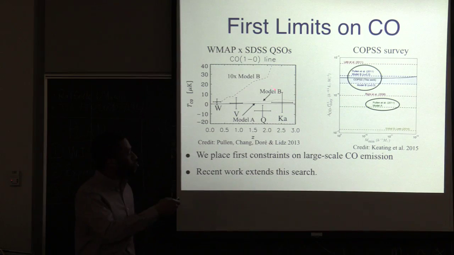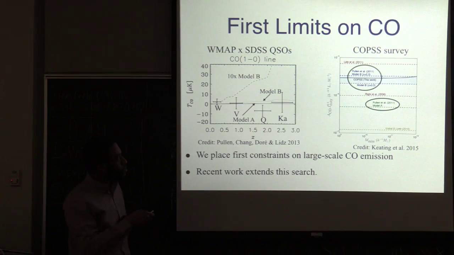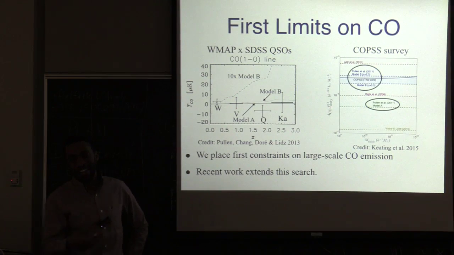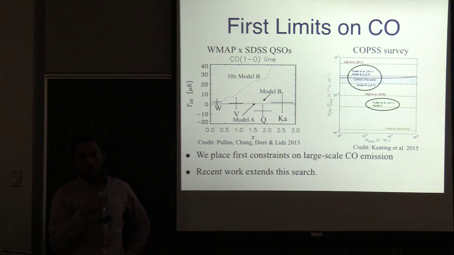So this was one measurement I did with collaborators Olivia Dore, Zuchi Cheng, and Adam Lidz. I constructed models of CO emission at lower redshifts, specifically redshifts between 0 and 3. This horizontal line here, believe it or not, is actually just a pessimistic model. Compared with the errors, it looks like a horizontal line. This dotted line up here is our optimistic model, and this is 10 times the optimistic model.